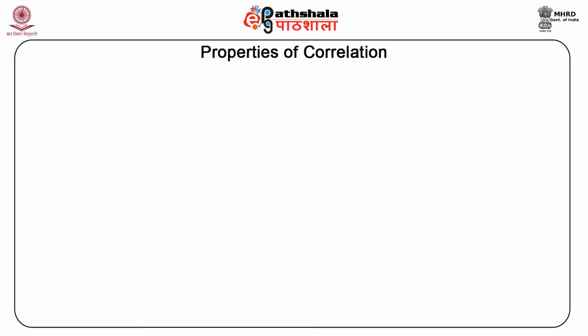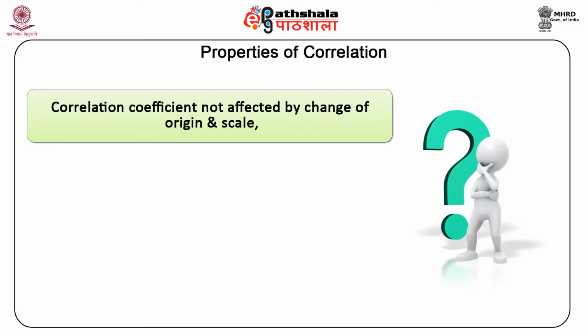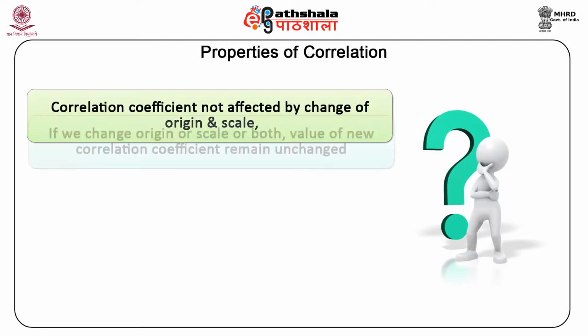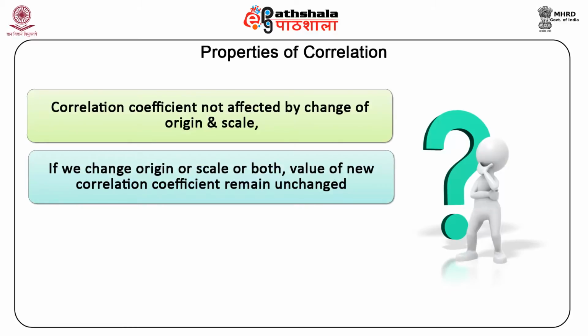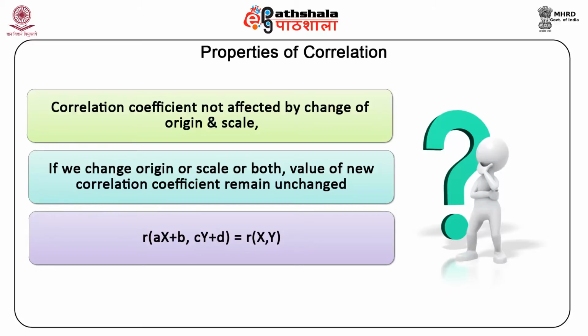Next, we will discuss properties of correlation. The correlation coefficient is not affected by the change of origin and scale. That is, if we change the origin or scale or both, the value of the new correlation coefficient will remain unchanged. r(ax plus b, cy plus d) is equal to r of xy.